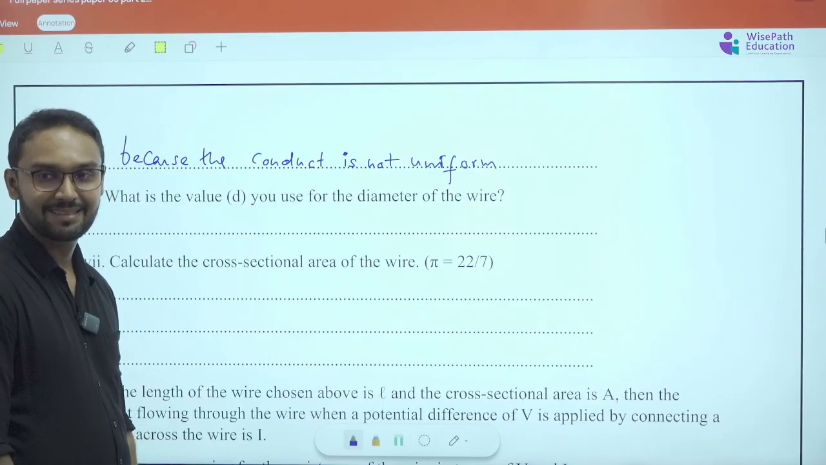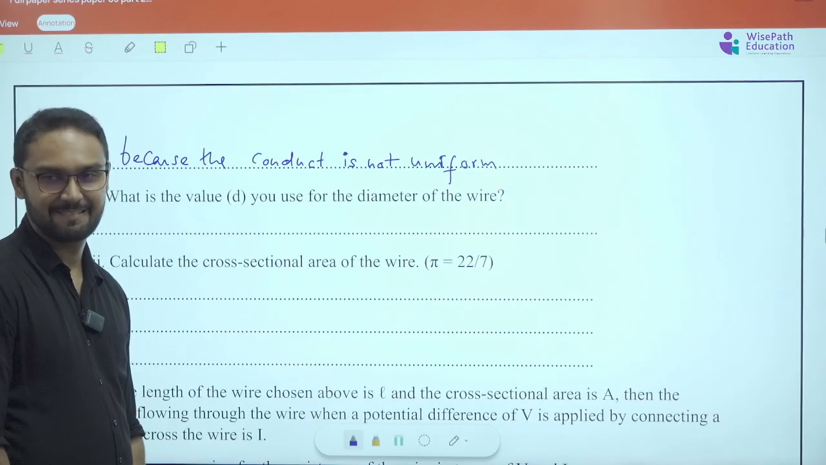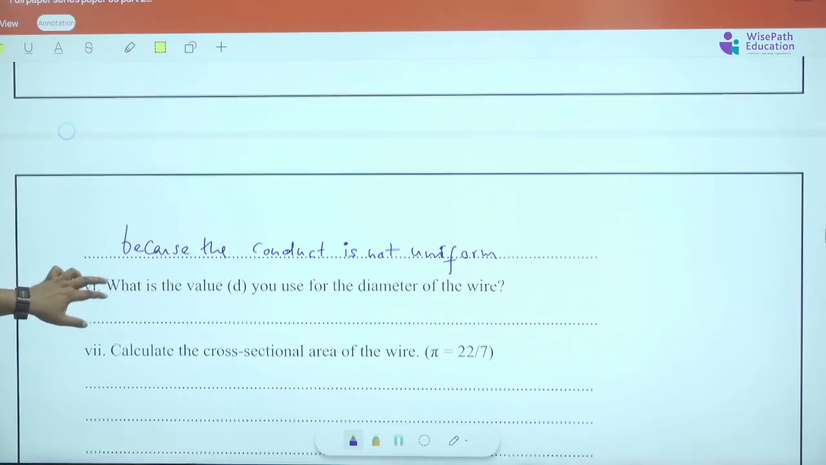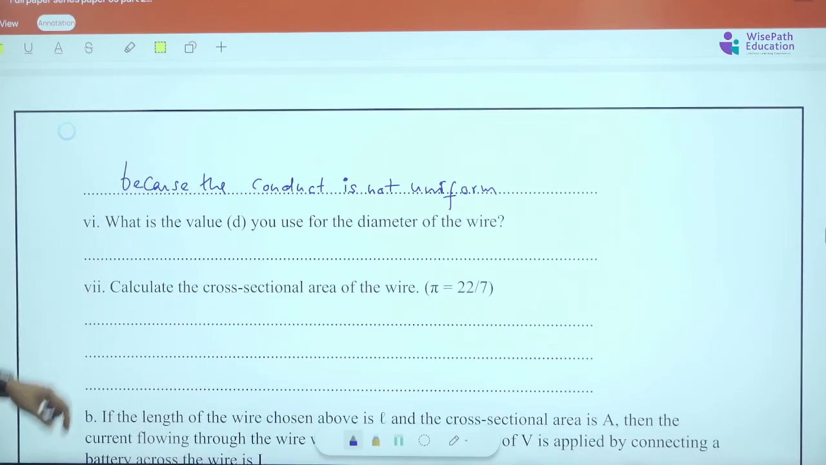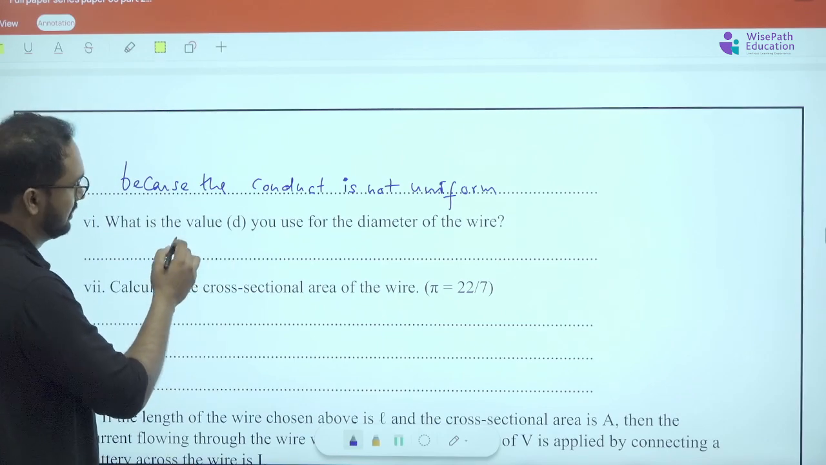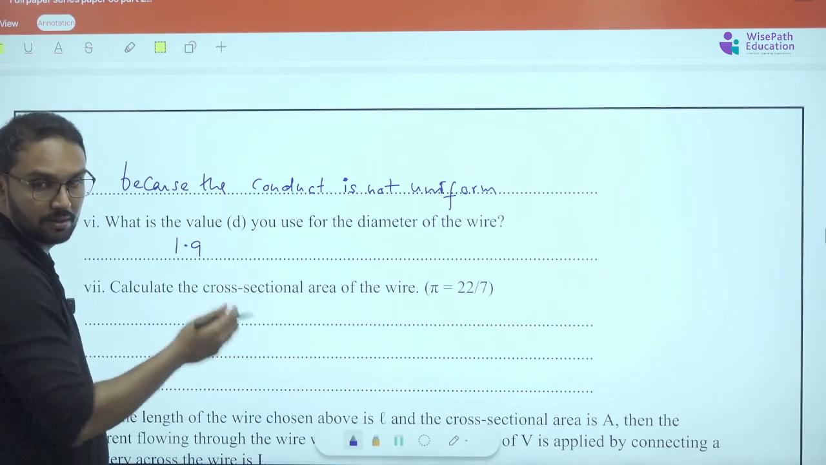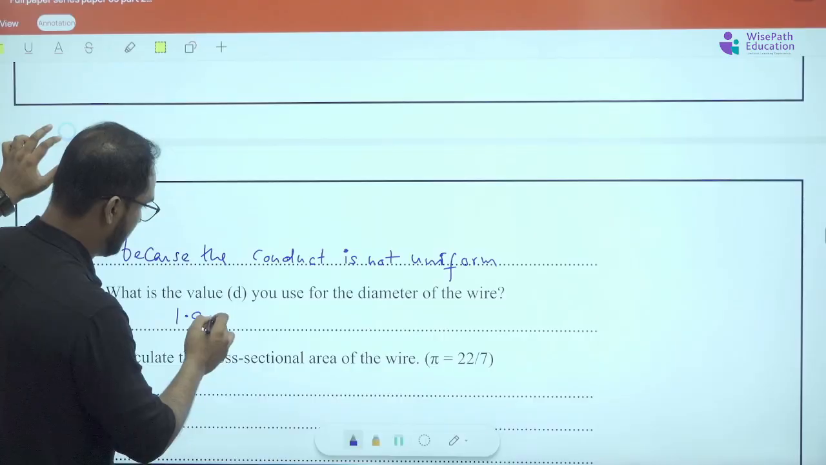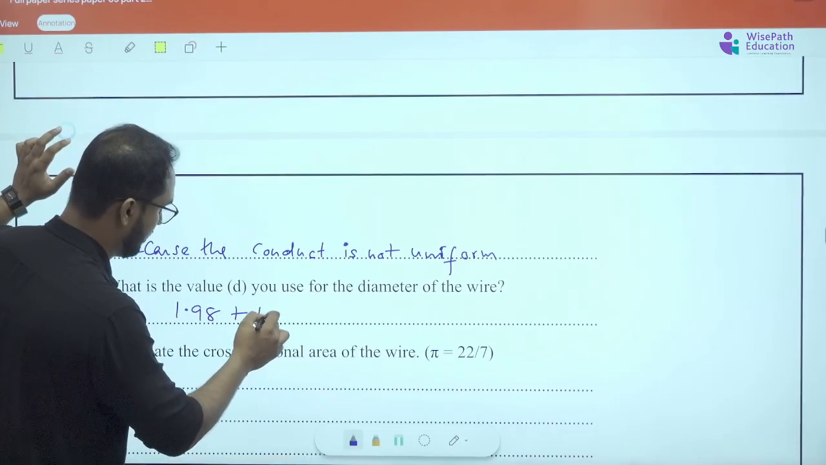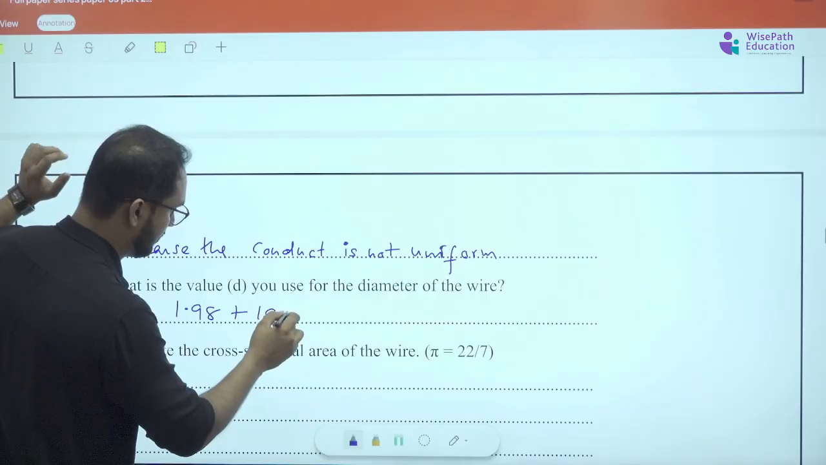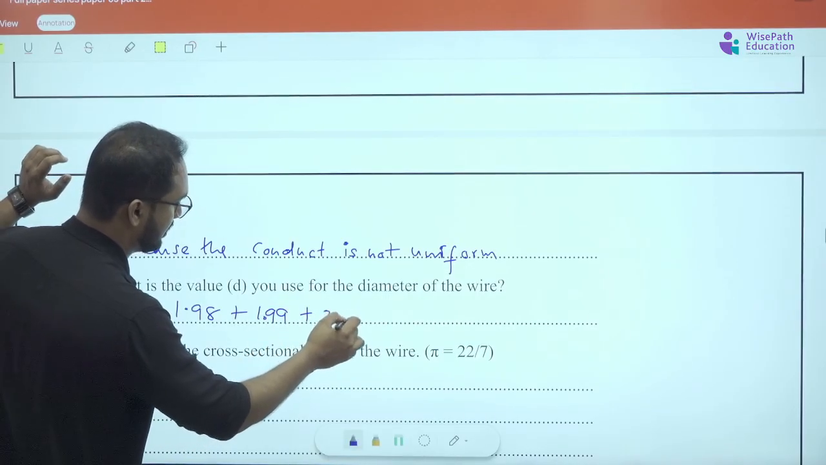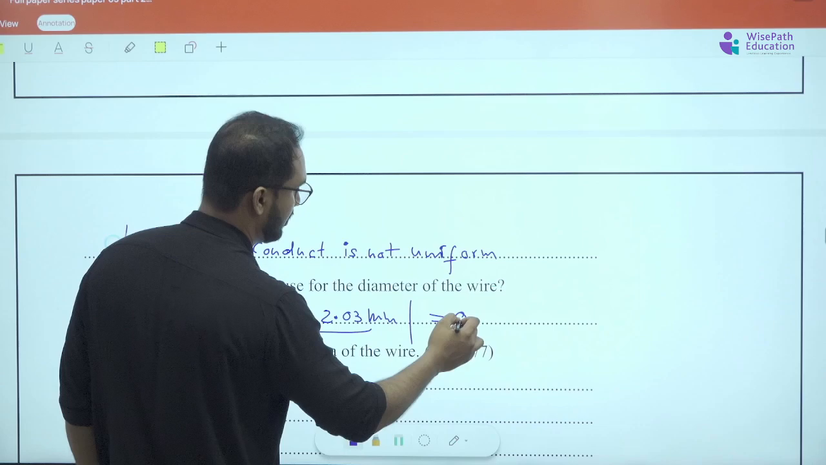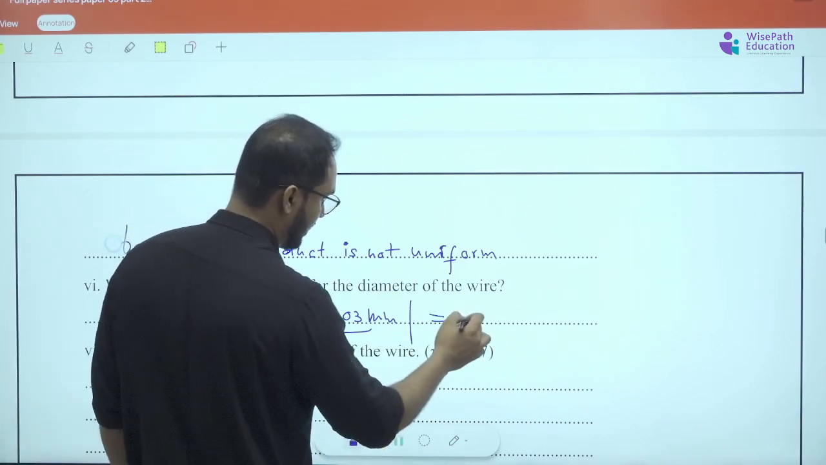How do you tell that? What is the value D you use for the diameter of the wire? The value will be 1.98 plus 1.99 plus 2.03 divided by 3, which is just 2 millimeters. 2 millimeters.